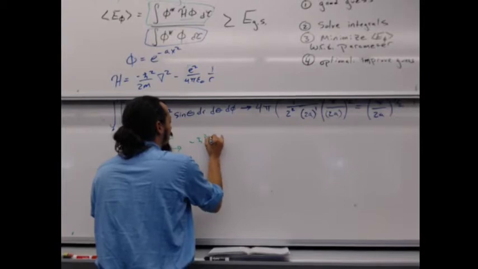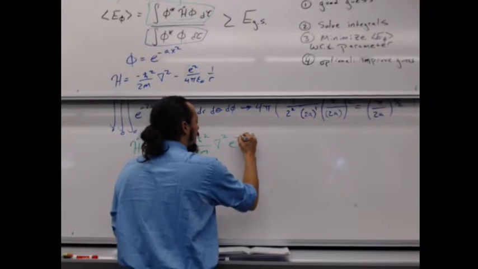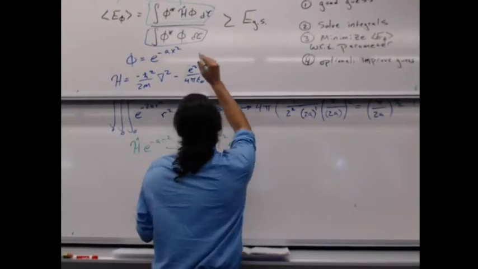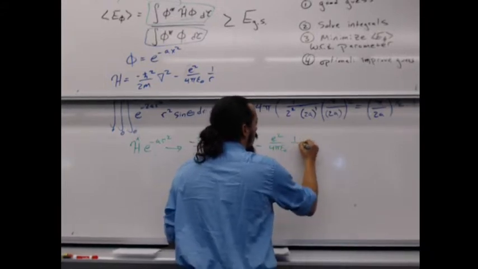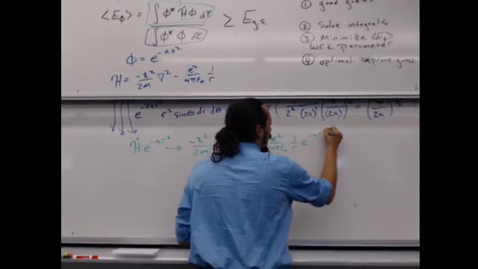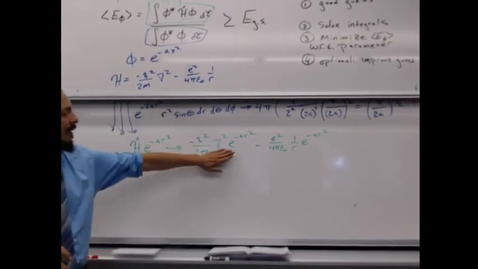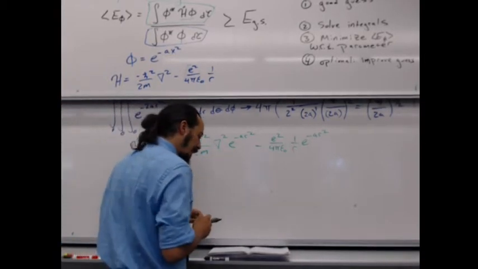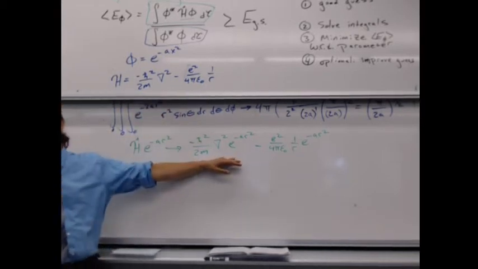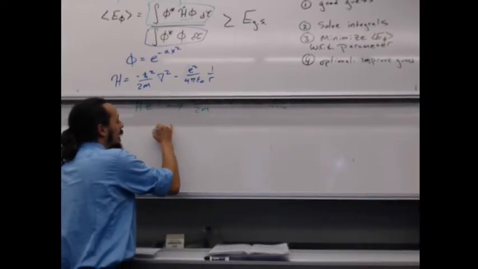That's going to be negative h bar squared over 2m del squared on e to the minus ar squared, minus e squared over 4 pi epsilon naught, 1 over r, e to the minus ar squared. That attractive term is pretty easy to take care of. It's already done. We just have to integrate that. This is the part that's a little bit more tricky. We have to remember that this del squared is in 3-dimensional space, so it's 1 over r squared d by dr, r squared d by dr on this. And we did go through that last time, which is why I'm not doing it again right now.